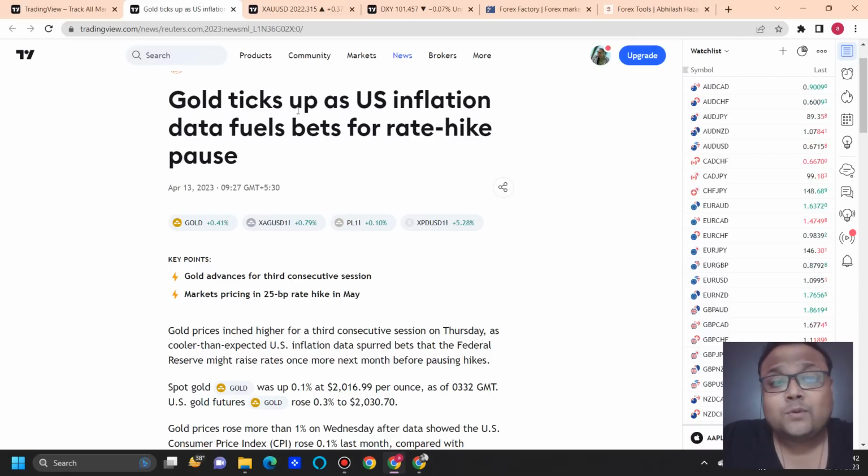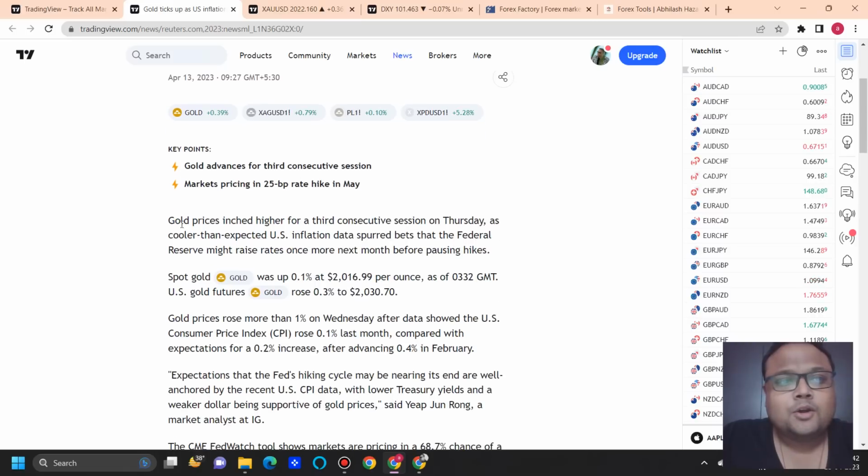Gold ticks up as US inflation data fuels bets for rate hike pause. Gold prices inched higher for a third consecutive session on Thursday as cooler than expected US inflation data spurred bets that the Fed Reserve might raise rates once more next month before pausing hikes. This is the important part here.